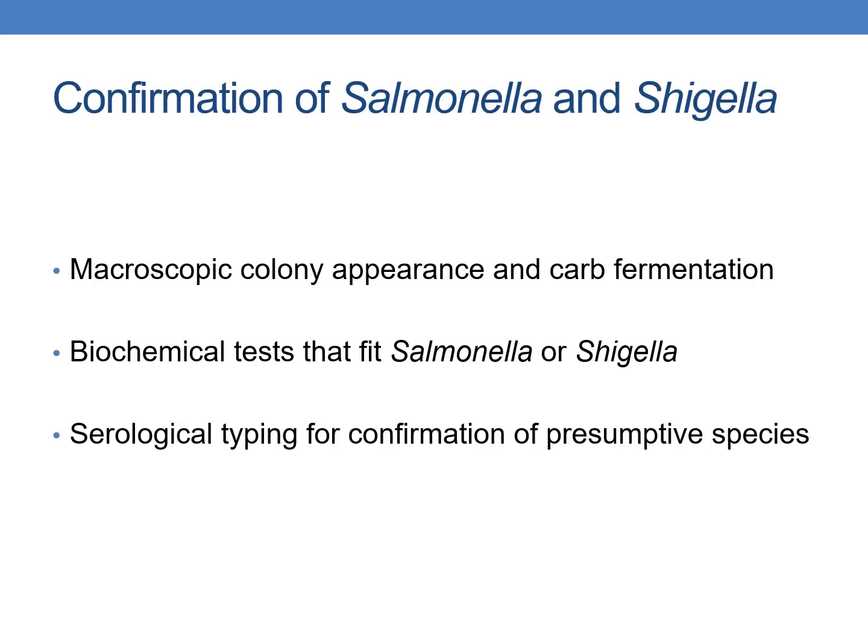Now, there's a few steps we have to go through in order to actually confirm Salmonella or Shigella identity. For example, we need to look at the macroscopic appearance of these colonies and make sure that they fit the colony morphology that they should.